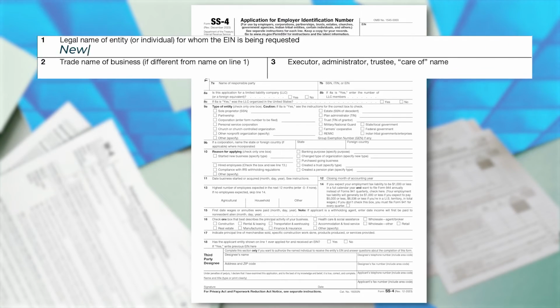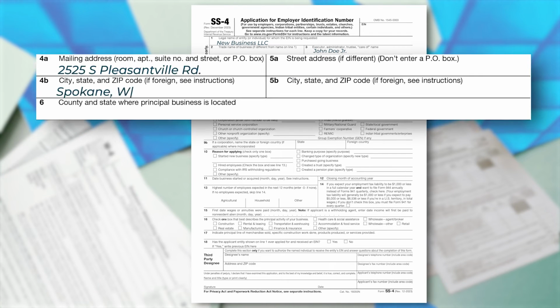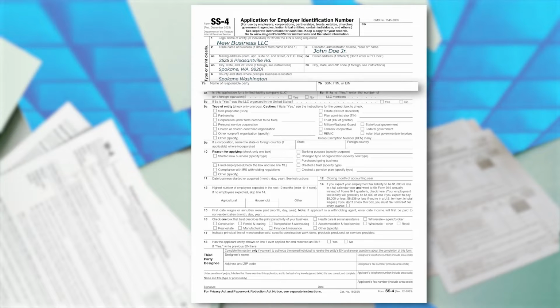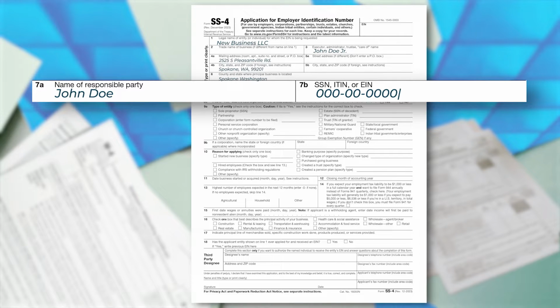First, enter the name of your business, and if you have a trade name or a DBA, put that in line 2. If you have an executor, administrator, or a trustee, you can put that in line 3. Lines 4 through 6 are just your business address. Your responsible party and their information will go on line 7.